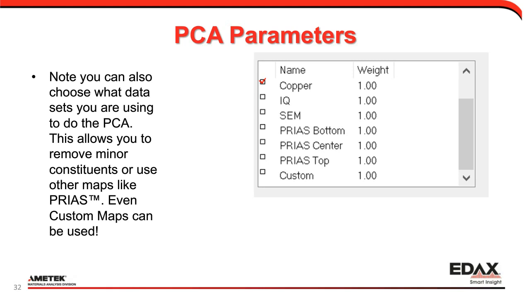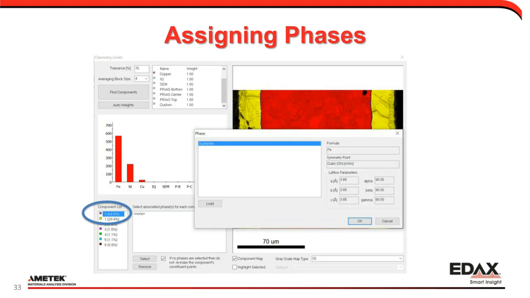Now, of course, the next thing I have to do is assign these phases. So what I do now is I click on the component list in the bottom left, place the red phase. When I click on that red phase, the chart on the top shows me what the average value is for each one of those pixels in the red phase. So in this case, I can see I have iron, I have nickel, and a little bit of bleed over copper. That copper is an interaction volume effect from the EDS signal. So here I can say, okay, I have iron, a little bit of nickel, be my austenite phase.